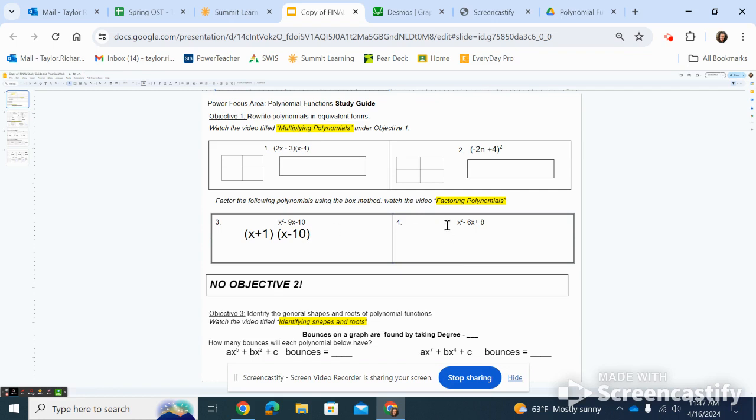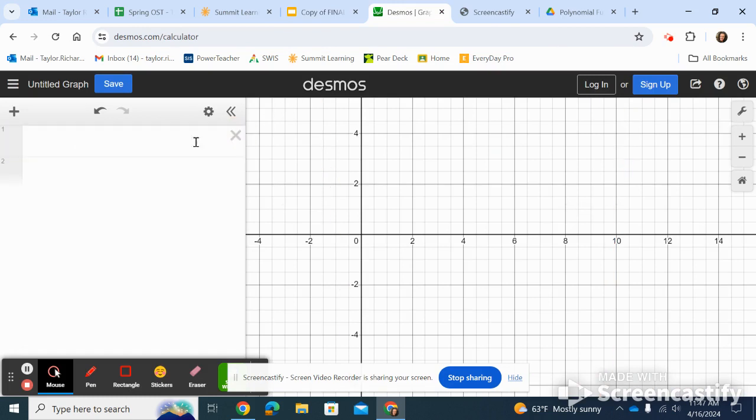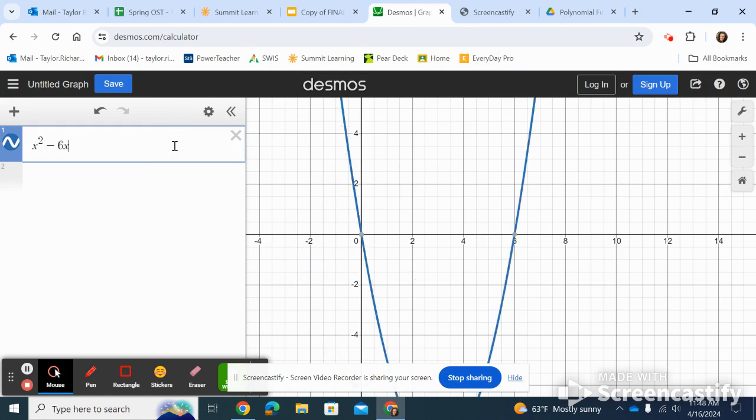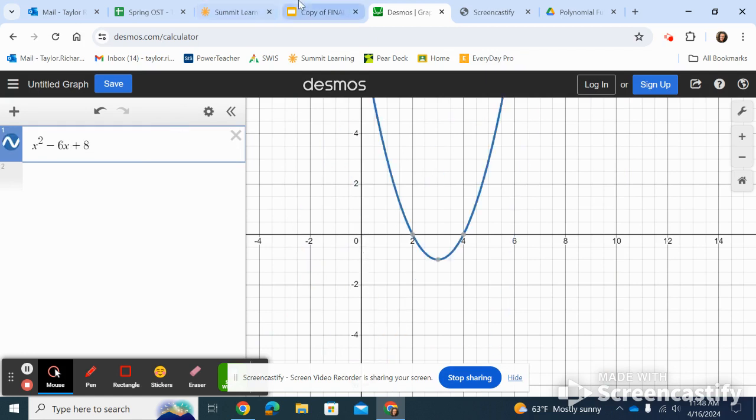Let's do number 4. So number 4 is x squared minus 6x plus 8. Again, I'm just going to type that into Desmos. So I'm going to do x squared minus 6x plus 8. Just going to double check. I do not want this point down here low at the bottom of your graph. I only want the x-intercepts.